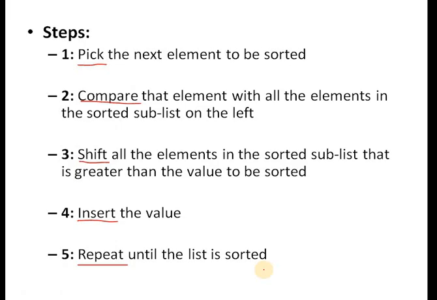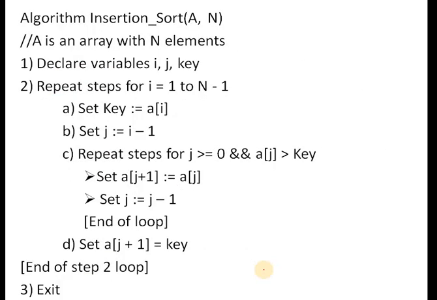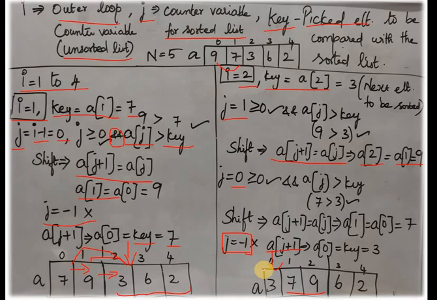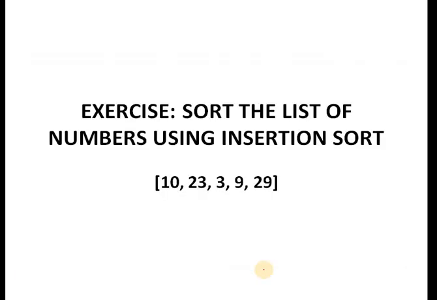So these are the steps. The element is picked from the unsorted list, and that element is compared with all the elements in the sorted sublist, and shifting is done. If the comparing element is less than the element in the sorted list, we have to shift it. After shifting, you insert the element in the position, then you repeat until the list is sorted. So this is about the steps. When you see the algorithm, you can understand. So this is about the example, and that's all about the insertion sorting technique.